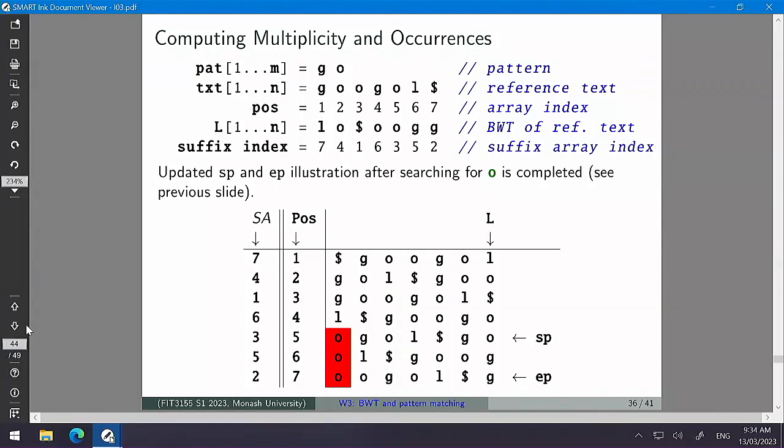Look at the first letters in the range of the updated start point and end point. They point to O's, because that's the letter you searched. Now we have to do one letter previous to that. This is really magic, man.